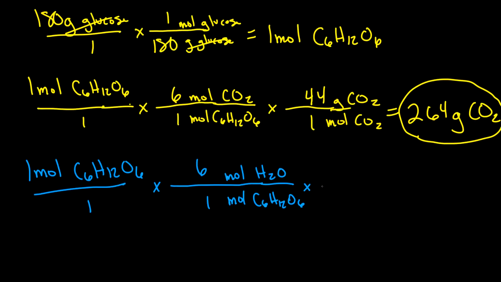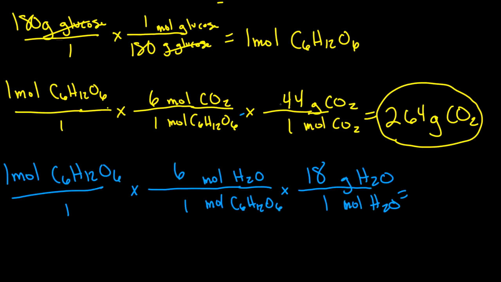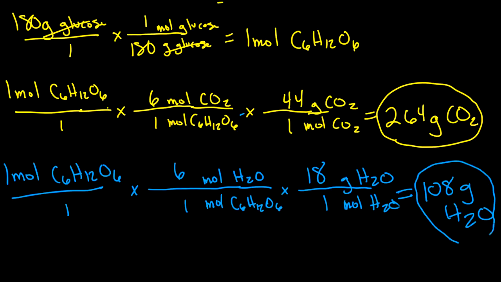Then once I got moles of water, I need to change that to grams of water. So moles of water go on bottom. Grams of water go on top. So 1 mole of water is equal to 18 grams. So now I just do a little bit of math here. So 1 mole of sugar times 6 moles of water divided by 1 times the 18 grams. I get 108 grams of water. And there's my second answer.